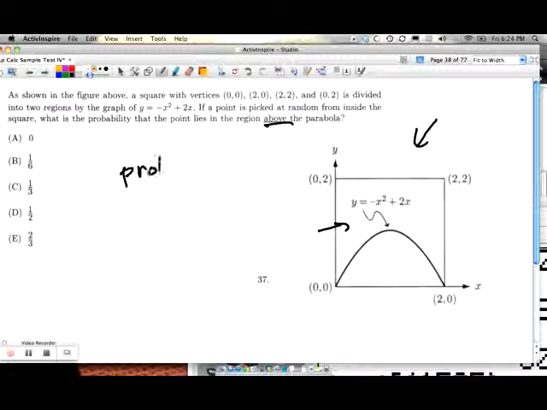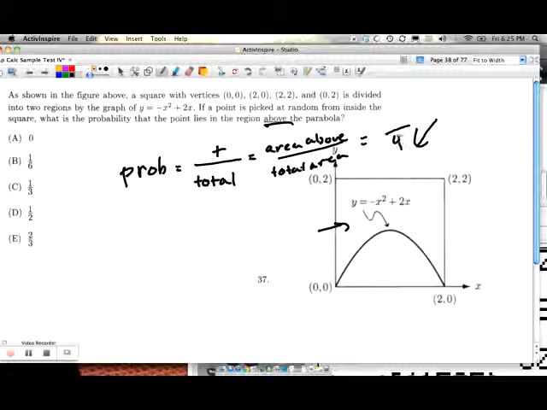And probability, this is kind of weird, probability in calculus, but probability equals the positive or confirmed type answers over the total possibilities. So what we're looking at here is the area above over the total area. Well, the total area is easy. The area of the square is 2 by 2, so that's just 4. But then we got to figure out what's this area above.